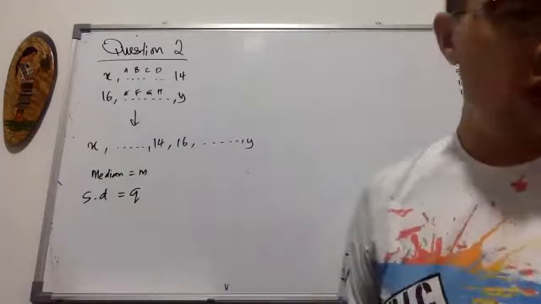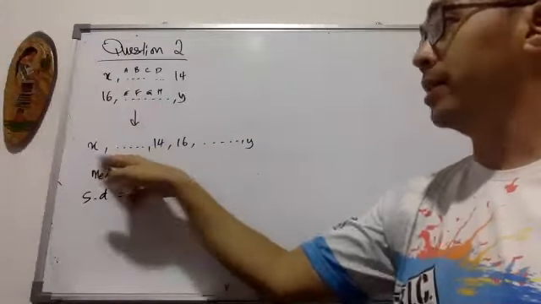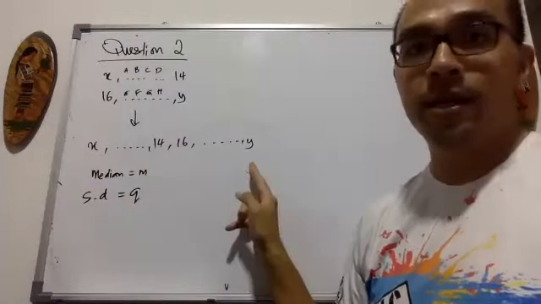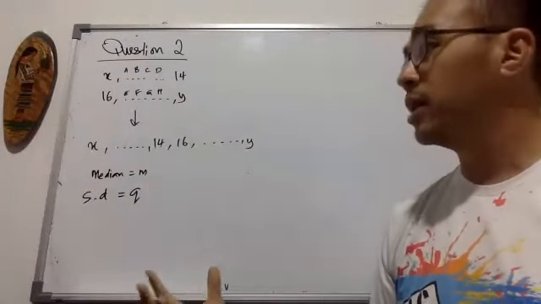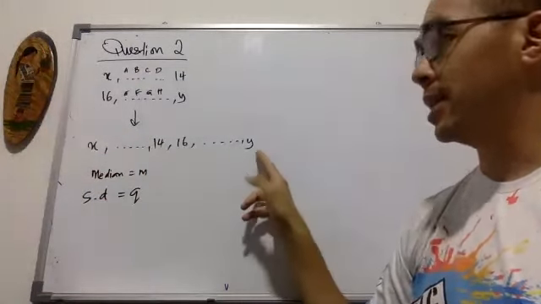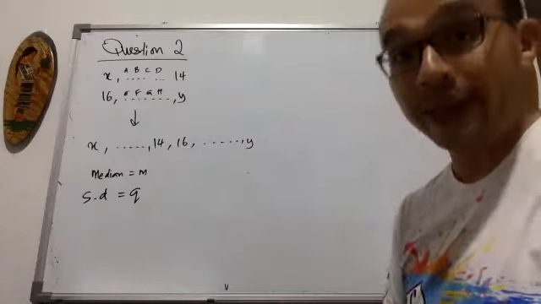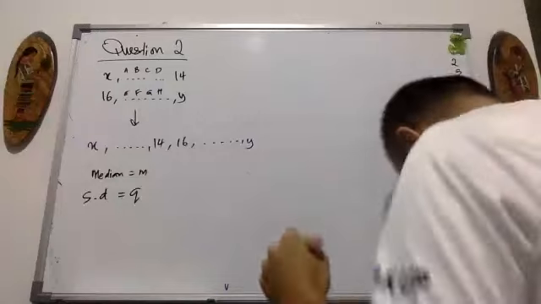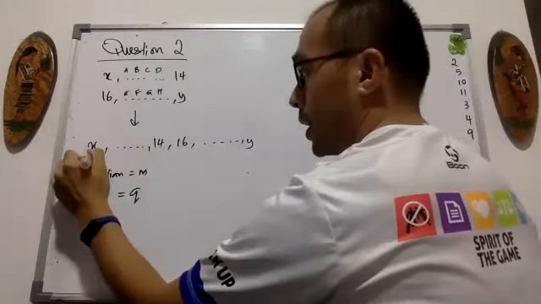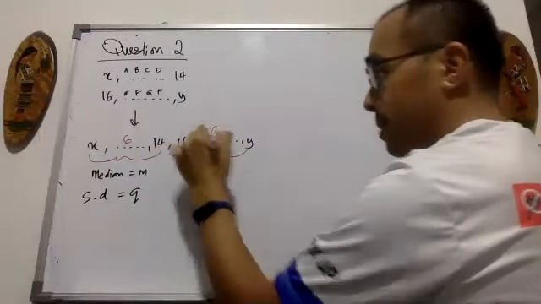And then, when they combine the data, it becomes in this order, which means that X is the smallest number and Y is the biggest number. Because it's already given in the question that this is the smallest, this is the biggest, and this is the arrangement. What they are also not telling you directly is that there are altogether 6 numbers here, and altogether another 6 numbers here.